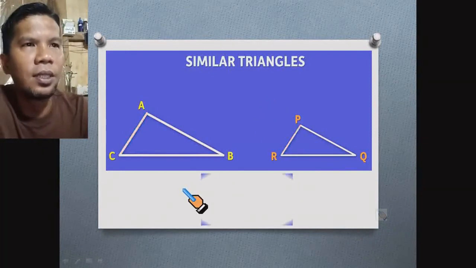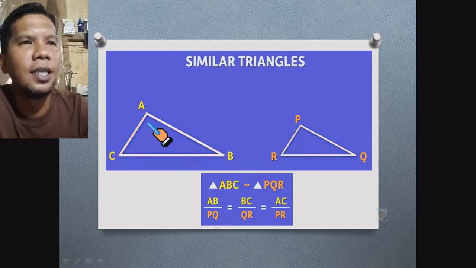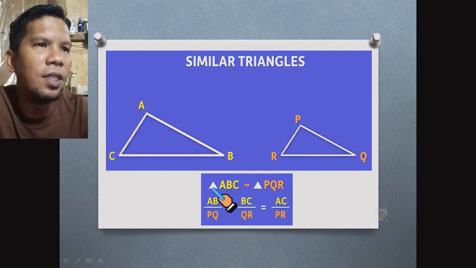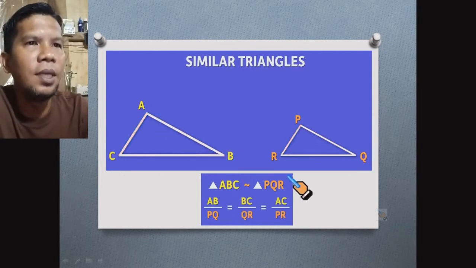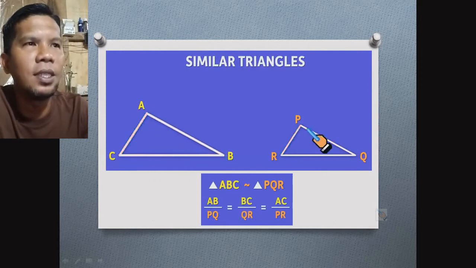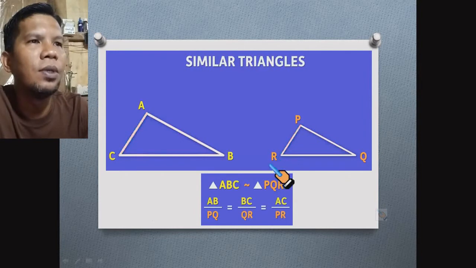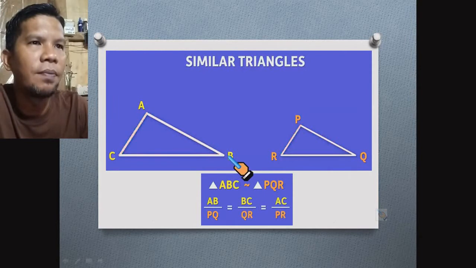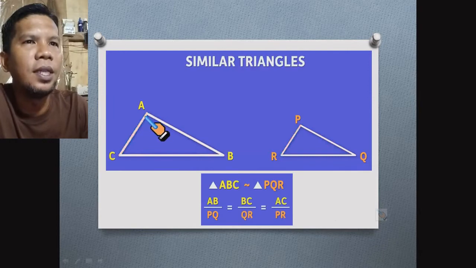So, you have these two triangles and triangle ABC. Please observe very carefully. Triangle ABC, you need to read that carefully, no? A, B, C, P, Q, R. Triangle A, B, C, and triangle P, Q, R. Okay. Now, AB, ratios of corresponding sides. AB, ratio means division, divided by PQ is equal to BC divided by QR, equal to AC divided by PR.